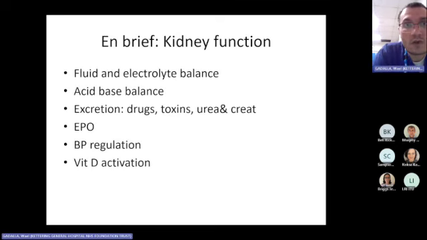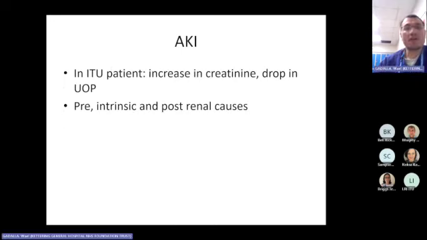So just to summarize, the kidney is responsible for electrolyte balance, acid-base balance, excretion of drugs, toxins, urea, and creatinine, erythropoietin formation and secretion, blood pressure regulation, and activation of vitamin D. In the intensive care unit, we have many reasons for kidney function to drop, including increased production of creatinine because of the breakdown of muscles in critically ill patients, and also a drop in urine output for many reasons, which could be pre-renal, renal, and post-renal.